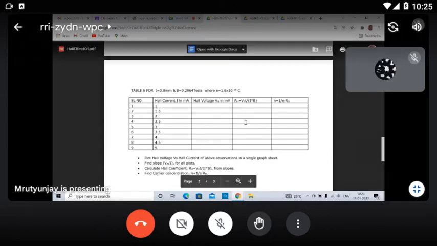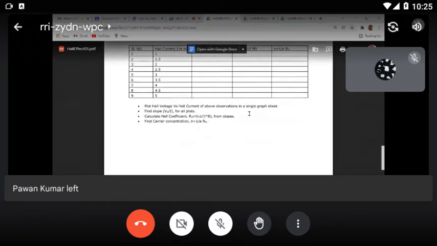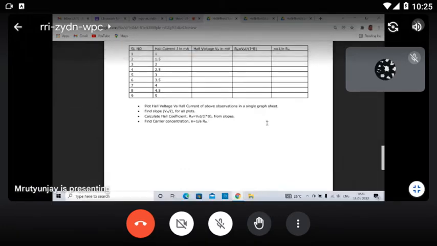Okay, after noting all observations for all 6 tables, what are the instructions? You just see. Plot Hall voltage versus Hall current of the above observation in a single graph sheet. Okay, take a single graph sheet. On that graph sheet, you need to plot a graph. How many graphs? 6 graphs. That means you will find 6 lines there.